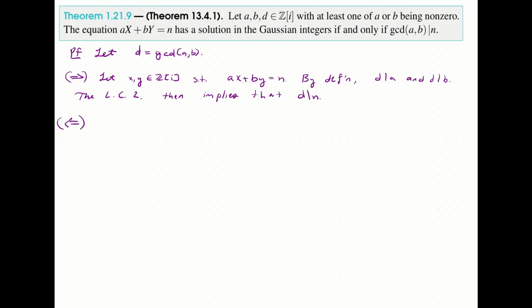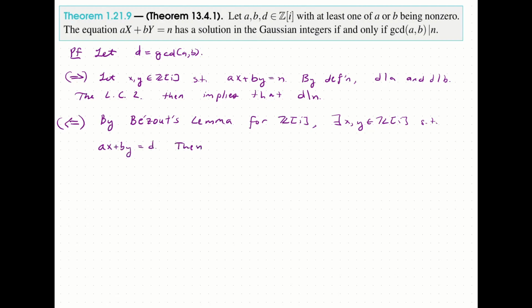Now we have that the GCD divides n. So we're going to apply Bezout's lemma. By Bezout's lemma for the Gaussian integers, we know that there are x and y such that ax plus by is equal to d. Since d divides n, we know that there exists some Gaussian integer f such that d times f is equal to n.